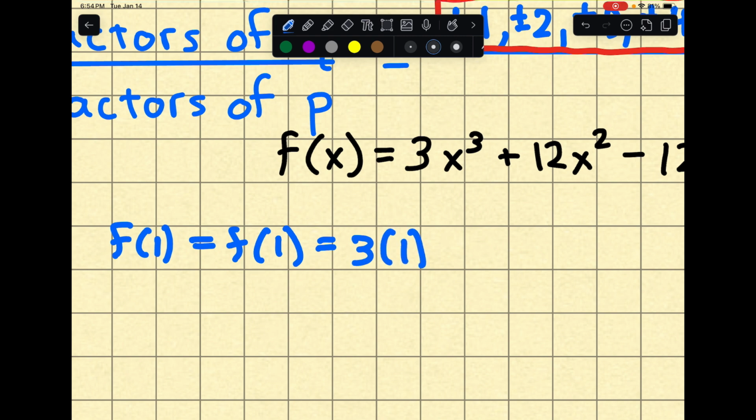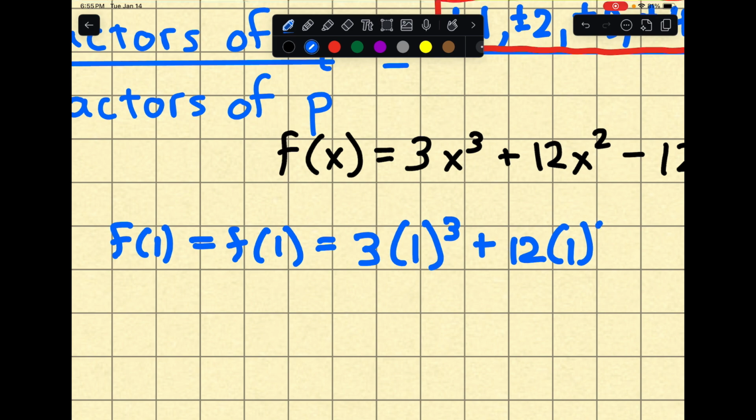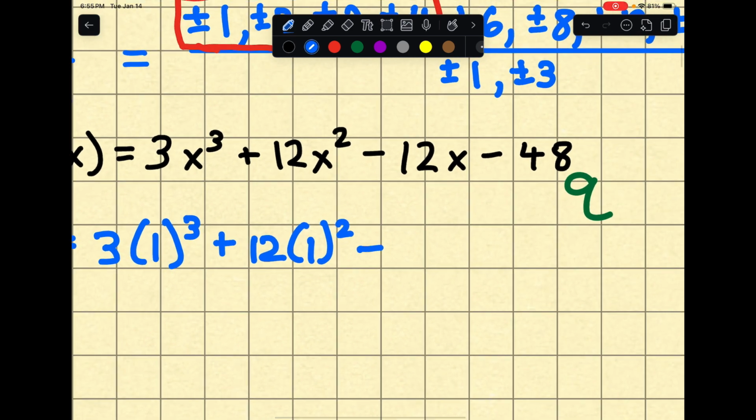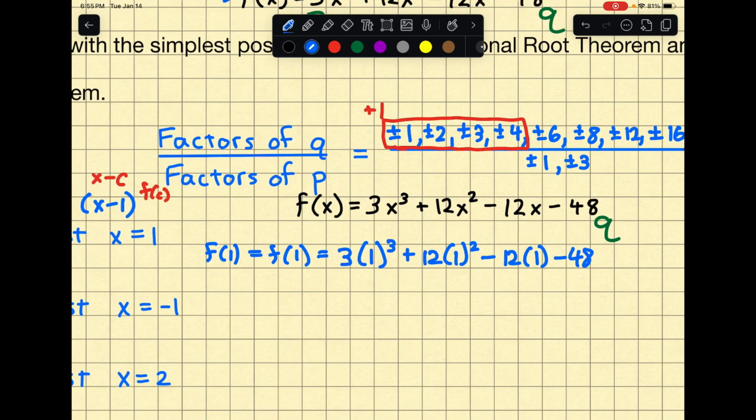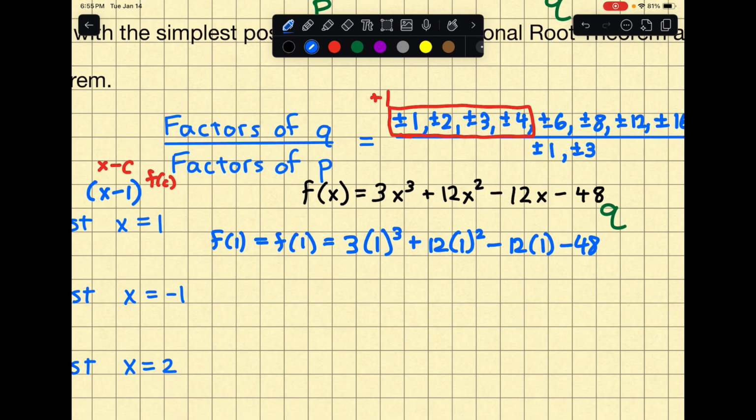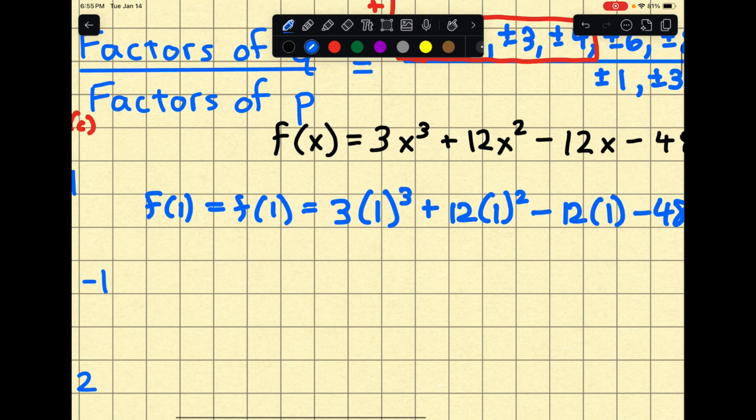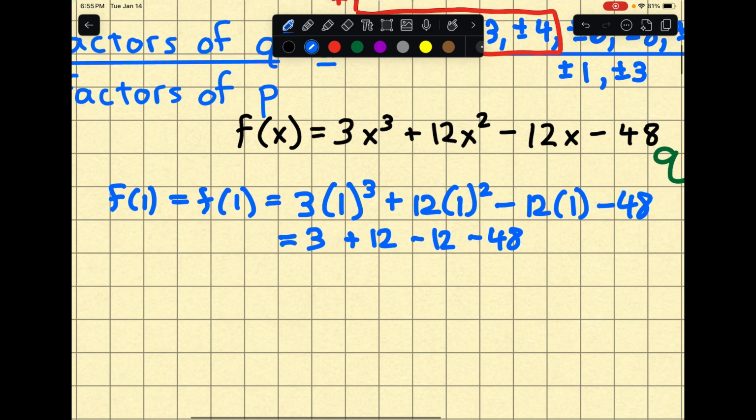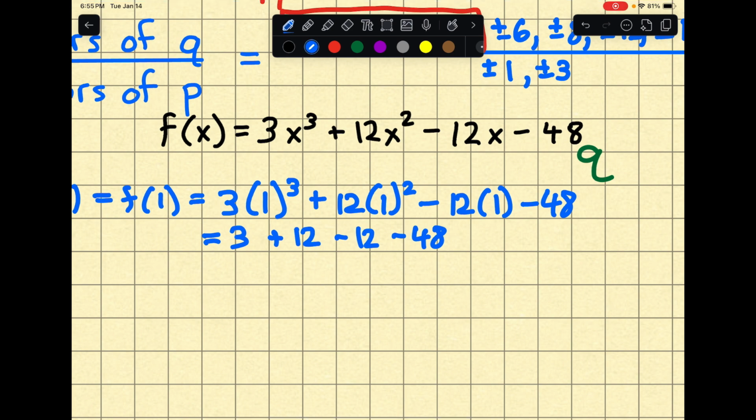3 times 1 cubed plus 12 times 1 squared minus 12 times 1 minus 48. And we're trying to see, does this equal 0? Right? So 3 times 1 cubed would be 3, plus 12, minus 12, minus 48. Let's see, that equals 3 plus 12 is 15, minus 12, so that's 3, minus 48, that's going to equal negative 45, right, which does not equal 0.